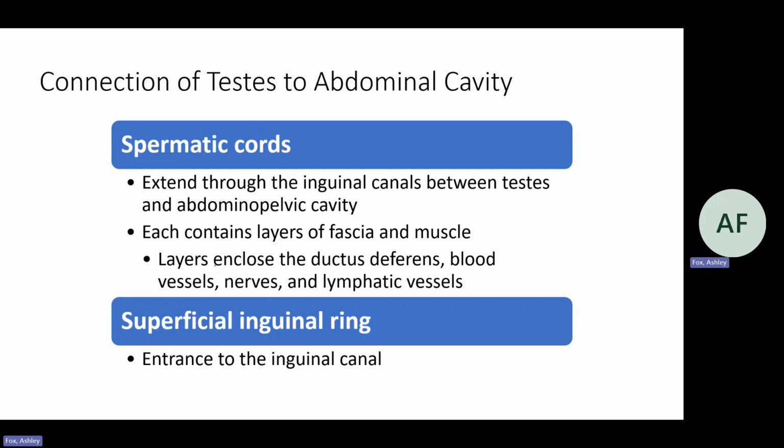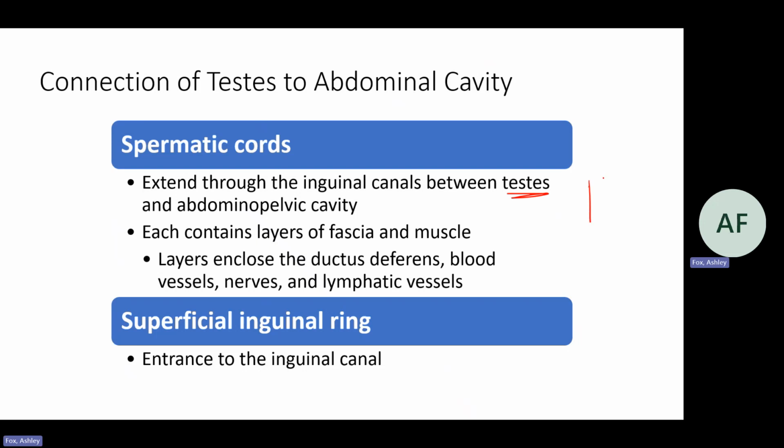Looking again, the spermatic cords are going to be going through the inguinal canals, which is a hole in your abdominal muscles. That's in the groin area, basically. And that's the connection between the abdominopelvic cavity, so inside, and the testes, which are on the outside in the scrotum.